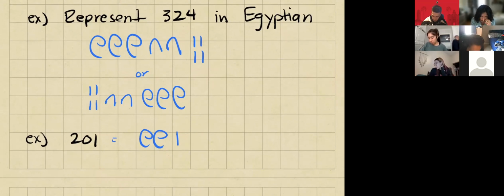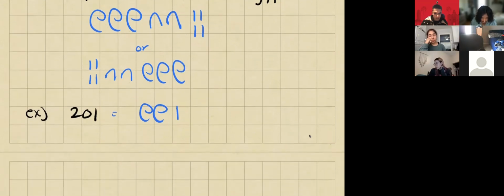So when writing a number, do you have to keep the same symbols together? Because I know the placement doesn't matter, but does the symbols being together matter? Yeah, you group them together. So you put the symbols that match with each other grouped together.